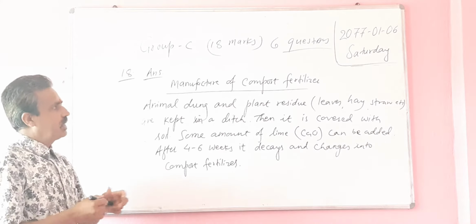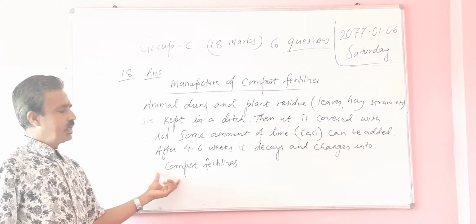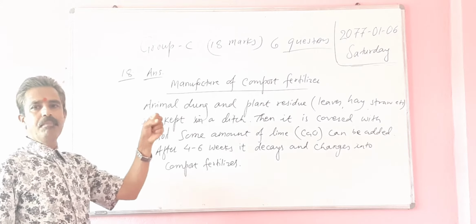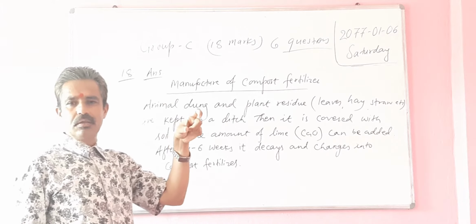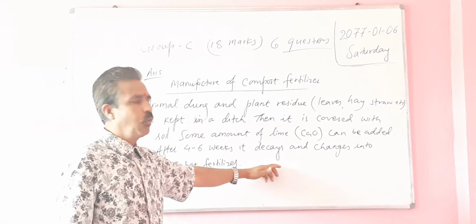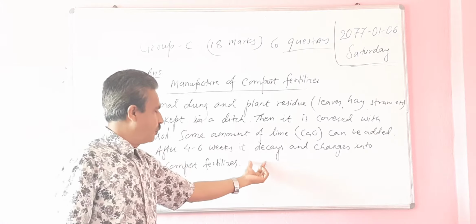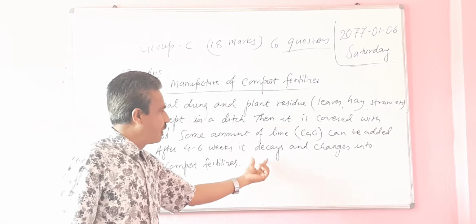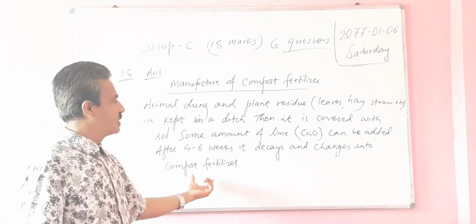While making compost fertilizer, we can keep one bamboo stick to supply or provide air also. Without using a bamboo stick also it can be done. But if a bamboo stick is used, the fertilizer is made faster.